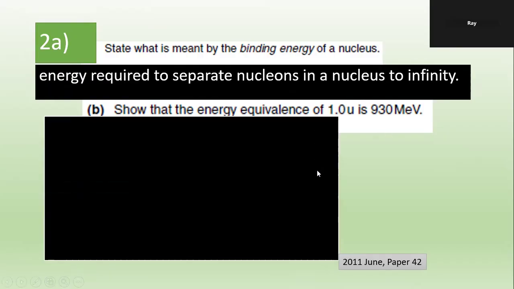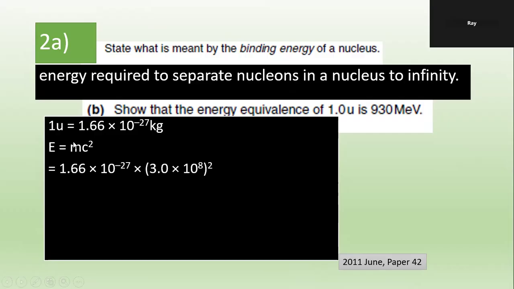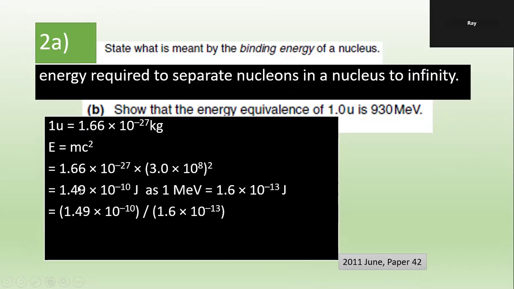So you go and look at your data sheet. One atomic mass unit is 1.6 times 10 to the power minus 27 kilogram. Then E equals mc squared. M is that one, and the speed of light squared. You get this in joules. Convert it to mega electron volt. A mega electron volt is 1.6 times 10 to the power minus 13 joule. Divide joule by 1.6 times 10 to the power minus 13. You get 930 mega electron volt.